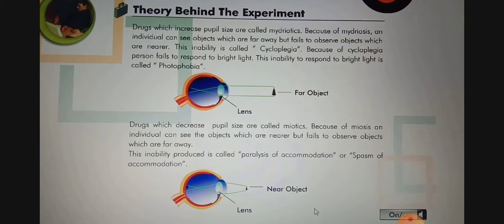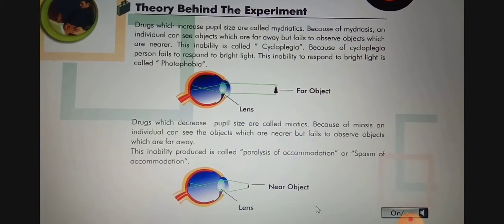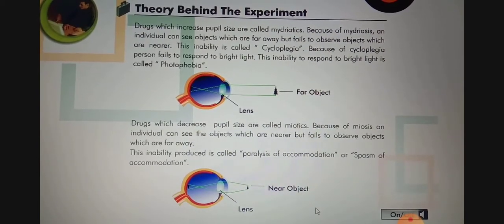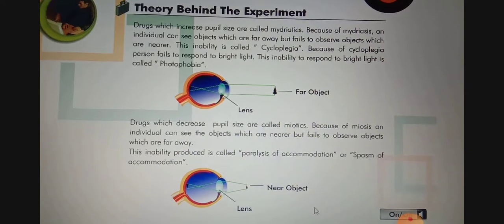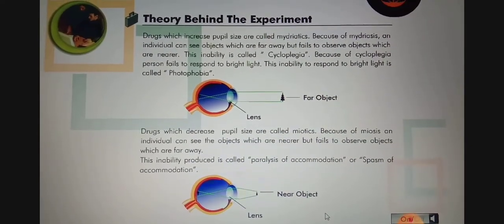Okay, then drugs which decrease the pupil size are known as miotic drugs, right? So because of the meiosis effect on the eye, the person can see the object which are nearer but fails to observe the object which are far away.